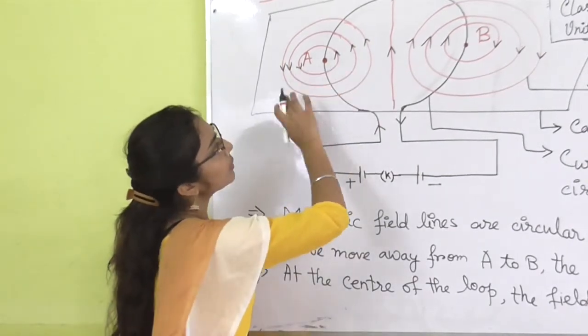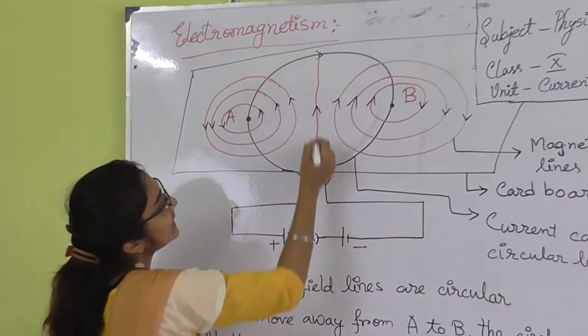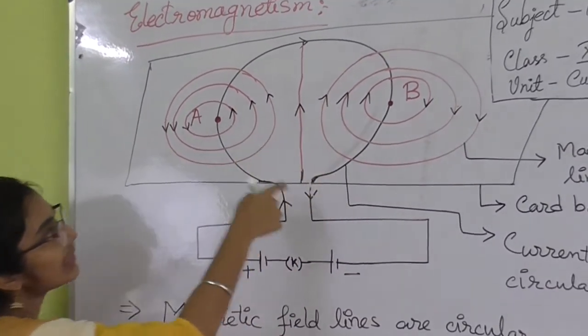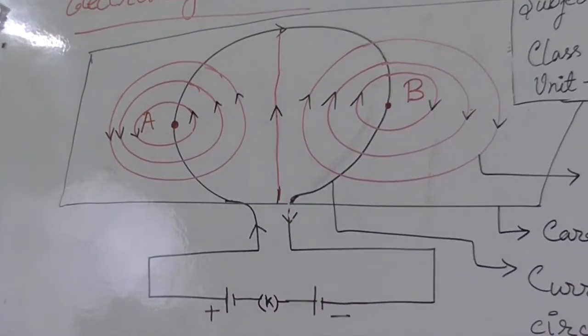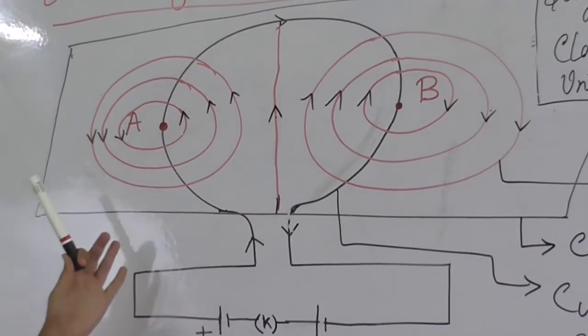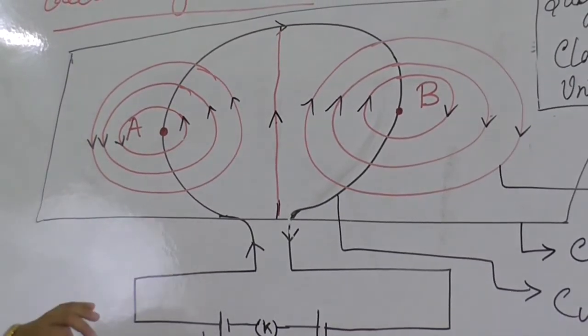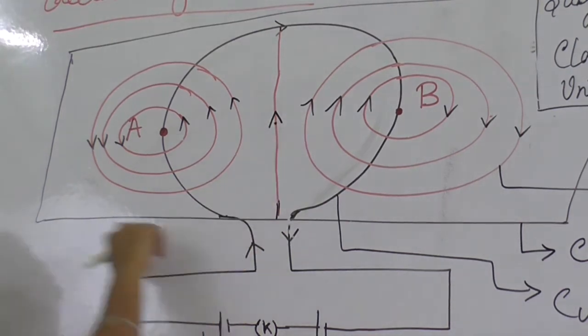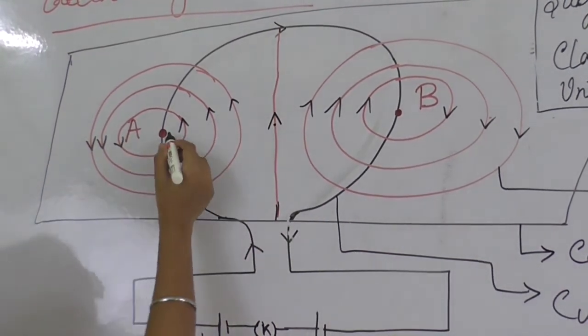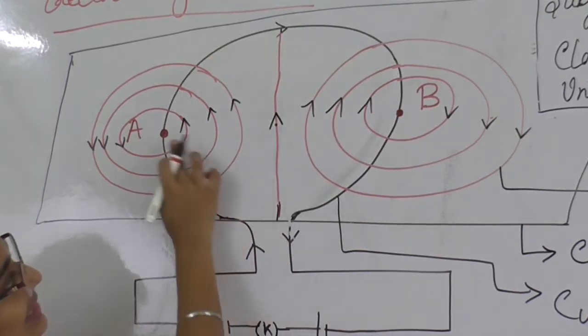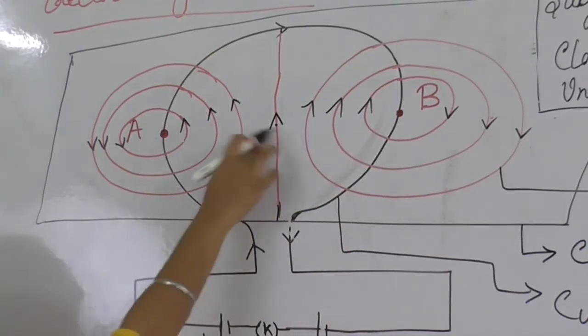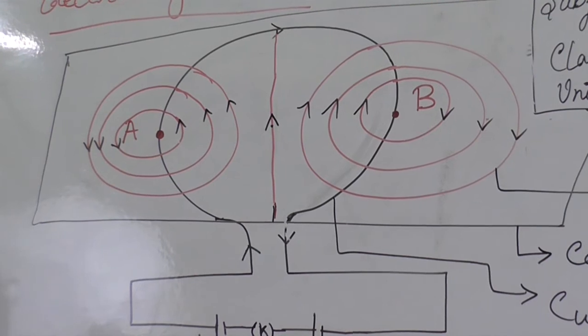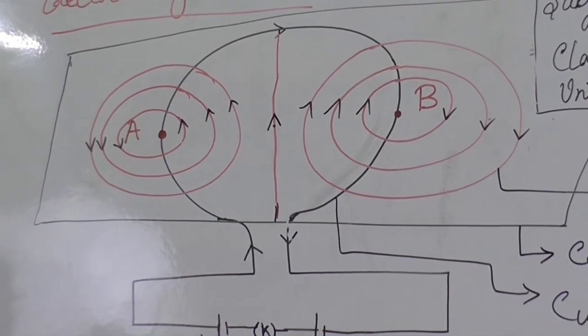So, we can see that there is a point where the magnetic field line is at right angle with the flow of current. That particular point is the center of the magnetic loop. This is the diameter, this is the loop, and this is the diameter of the loop. Here is the center of the loop. At the center of the loop, the magnetic field is uniform.